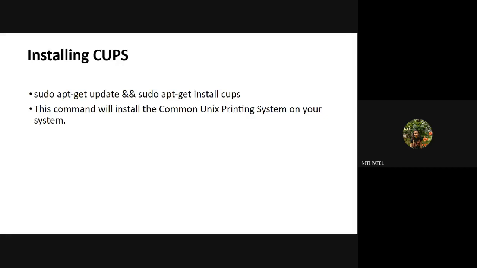By writing this command, what will happen? The entire apt, that is the entire packaging tool, gets updated. Whatever applications are there, all the applications are updated. And then you are installing with sudo apt-get install cups. Now you can execute both these commands separately. That is, first execute only sudo apt-get update, let everything get updated. And then again you write a new command, sudo apt-get install cups. Both of these commands will be doing the same work.